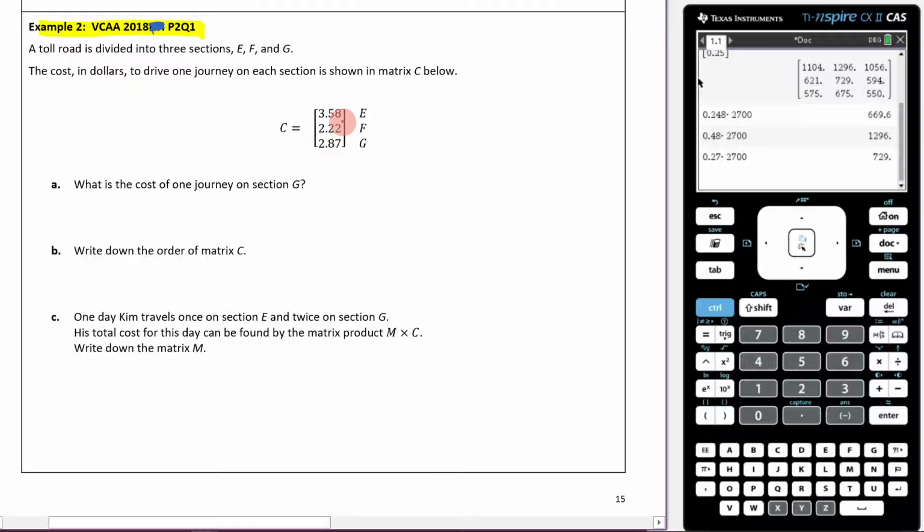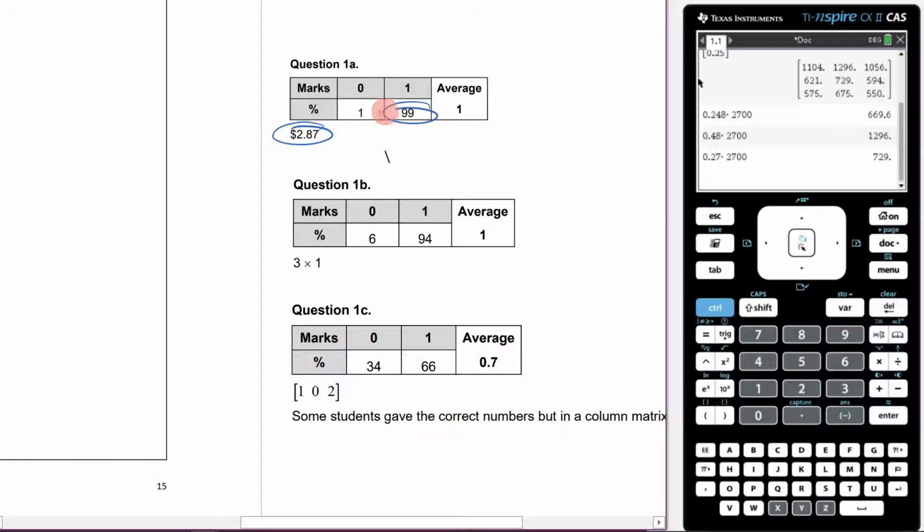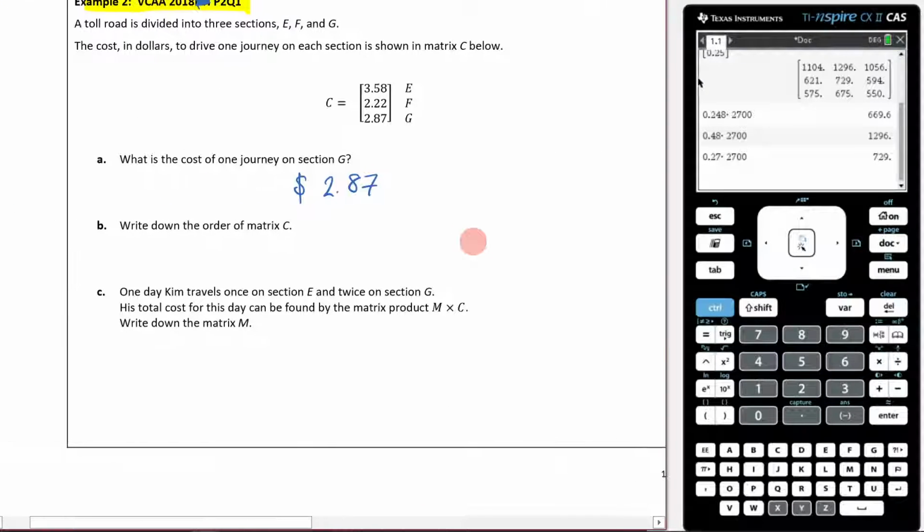Well, as you can see here, it costs $3.58 for one journey on E, $2.22 for F, and $2.87 for G. So that means for the first one here, it's just $2.87. How many people in the state got this correct? As you can see, that's their answer. 99% of the state got that correct. Let's now move on to the next one.